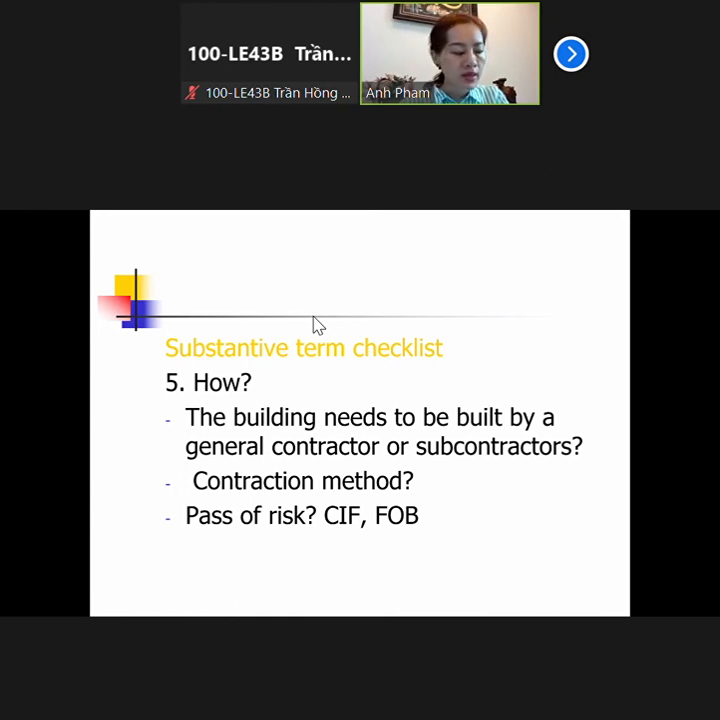Now, the thing that you usually see in international transactions is about the passing of risk. If the parties choose CIF, cost, insurance and freight, or FOB, free on board. So these are the Incoterms in international transactions. So when should they use those terms? The parties need to agree on how they pass the risk based on what terms.